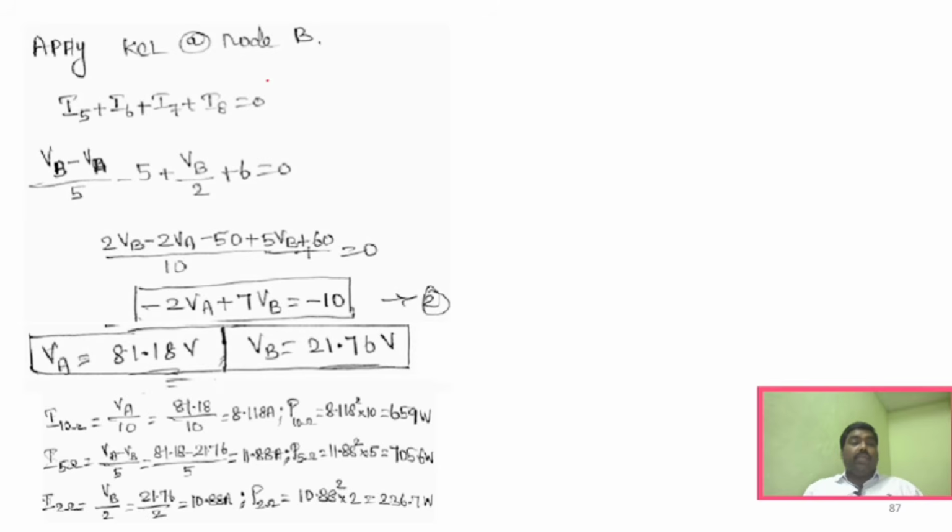And similarly, I am writing the equation for B as well. Now you have equation 1 and 2. If you solve these 1 and 2 using a calculator or any method you can follow, you obtain the VA value and VB value, right?